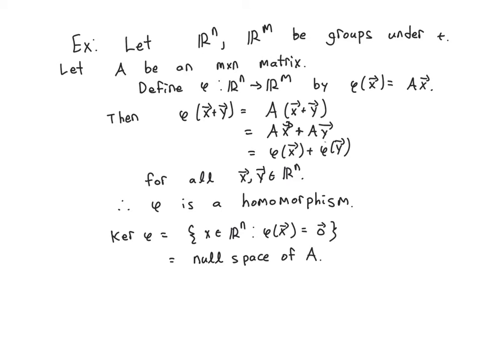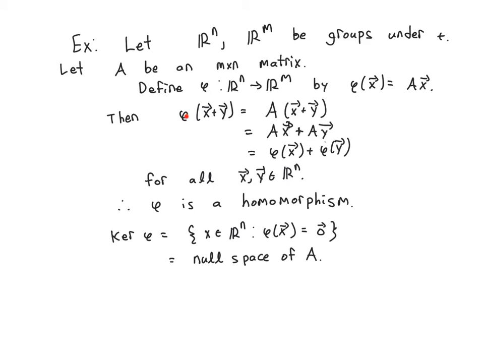Another example of homomorphisms that you've actually seen in a previous course comes from matrix multiplication. So let R^n and R^m be groups under addition. They're actually vector spaces, but let's forget scalars for right now and just talk about vector addition. Under vector addition, these are both abelian groups whose identities are the zero vector, and the inverse is the negation operation. Let A be any m by n matrix. Then you can define a linear operator, a function from R^n to R^m, by saying phi of x is equal to A times x.